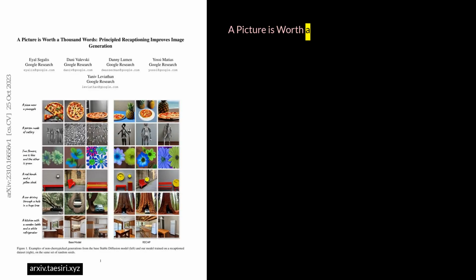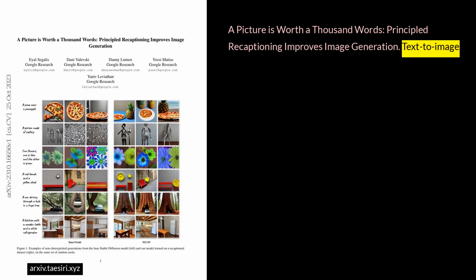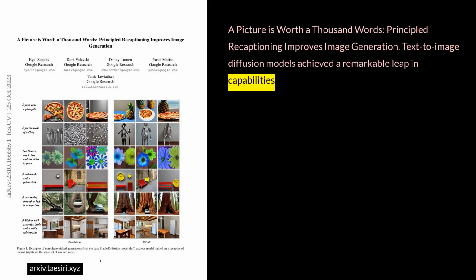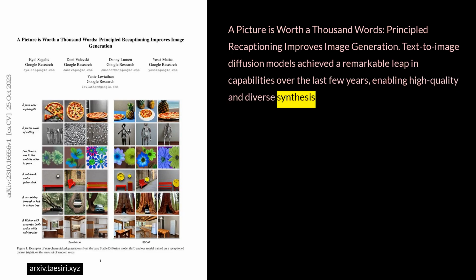A picture is worth 1,000 words: Principled recaptioning improves image generation. Text-to-image diffusion models achieved a remarkable leap in capabilities over the last few years, enabling high-quality and diverse synthesis of images from a textual prompt.